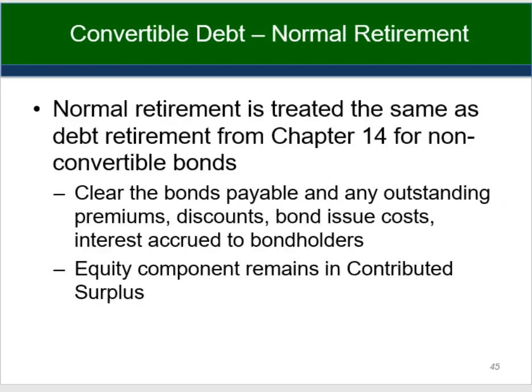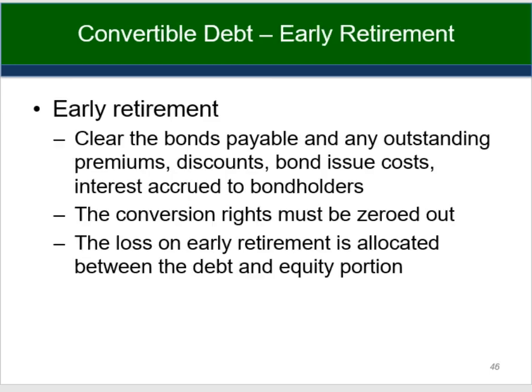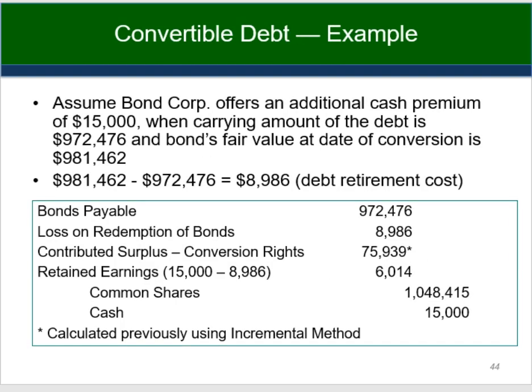Normal retirement, if we just waited till the very end, would be the same as the debt retirement that we did in Chapter 14 for non-convertible bonds, and the equity component, the contributed surplus for the option to convert, would remain in equity as contributed surplus. And all of the bonds payable items would go away. If we retired it early, we'd get rid of the bonds payable. We no longer have any of the obligations, so all of that has to go away. The conversion rights would also be gone, so they would have to be zeroed out as well, and there would be a loss on early retirement, and it would be allocated between the debt and equity portion, just like we did with the conversion a couple of slides forward here, essentially this one.